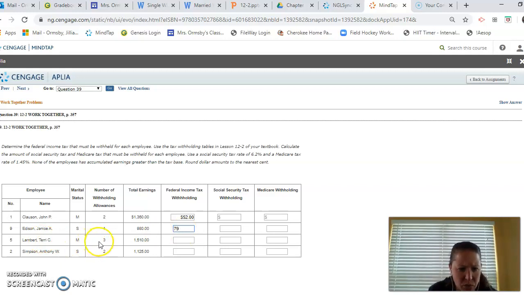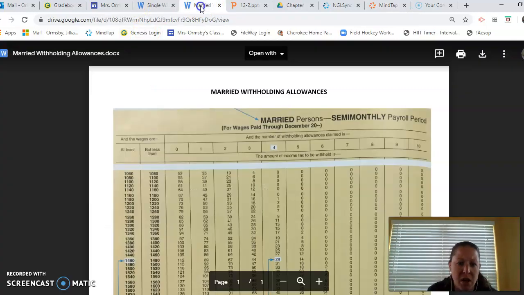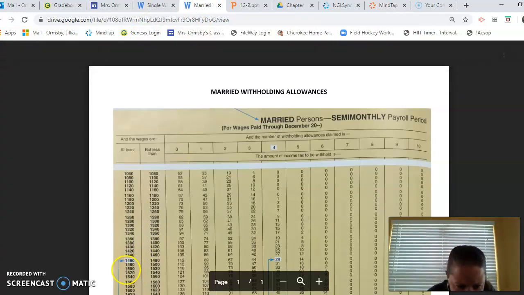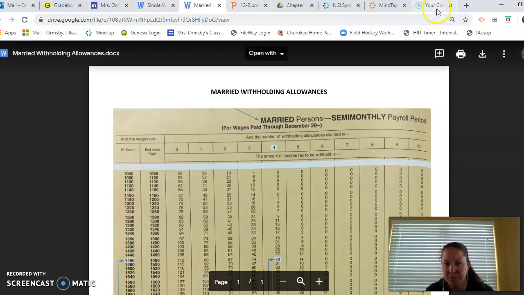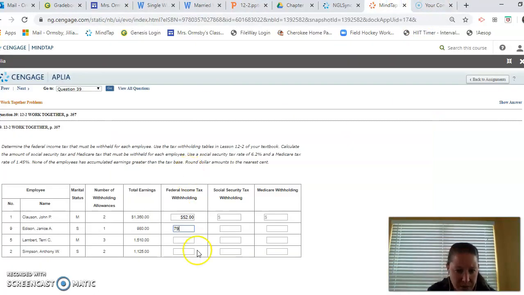Terry is married with 3 withholding allowances and she made $1,510. So married, $1,510 would fall in between $1,500 and $1,520. And I believe that was 3. So $1,510 to $1,520 with 3, that is going to be 50. So let's look here and plug in 50 here.